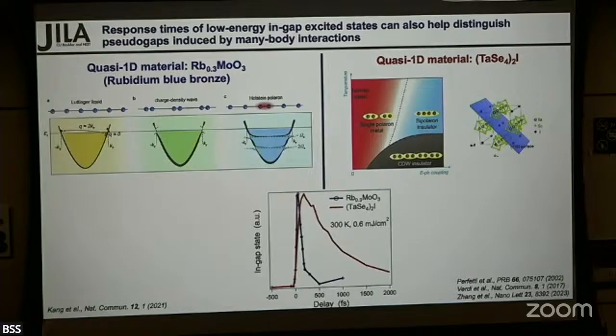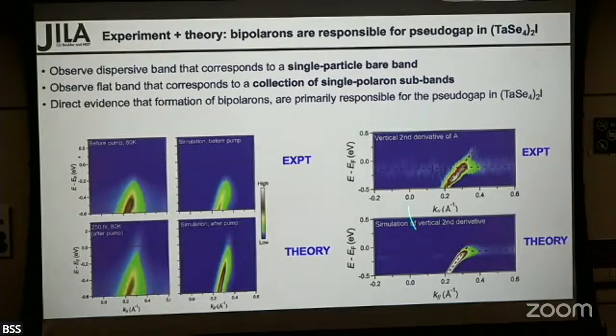And RMO, we looked at, so we went back to something simple. The data here is the definitive way we can assign a bipolaron ground state, but we could still measure the appearance and disappearance time of these in-gap states.